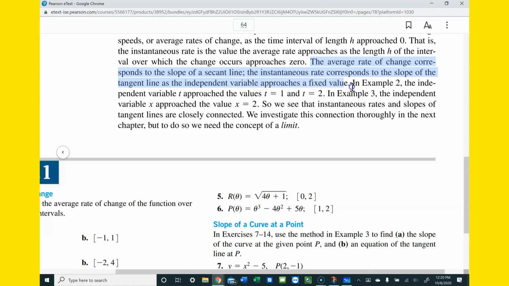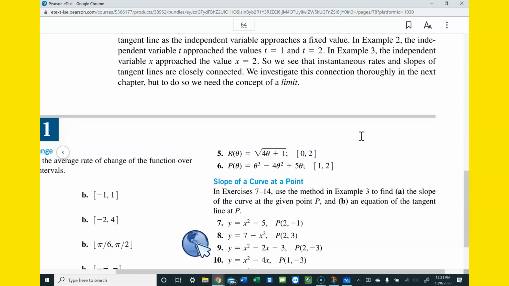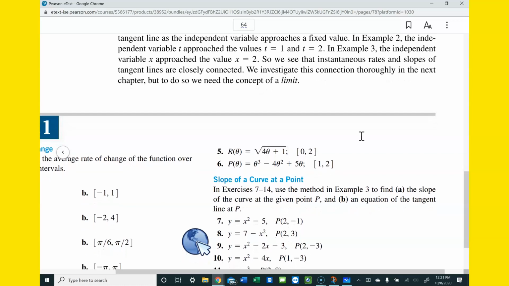That statement right there. The average rate of change is what? The slope of the secant line. The instantaneous rate of change is what? The slope of the tangent line. All right. And calculus allows us to find the slope of the tangent line that would be impossible to find otherwise.